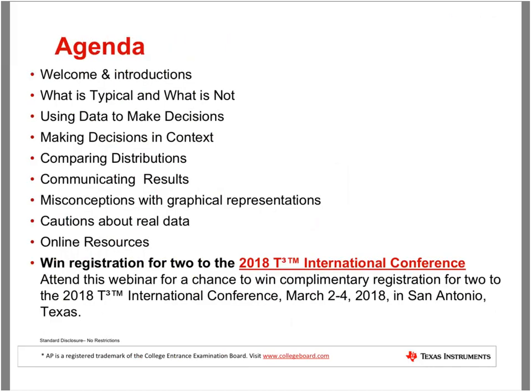At this time, Gail is going to discuss our agenda. Thanks, Mike. So tonight what we want to do is think about what is typical and what is not. In the process, we're going to think about using data to make decisions, and different ways to make decisions depending on the context. We're going to be comparing distributions, talking about communication and how important that is in statistics, teaching statistics. Think a little bit about misconceptions. If we have time, talk a little bit about cautions in using real data.